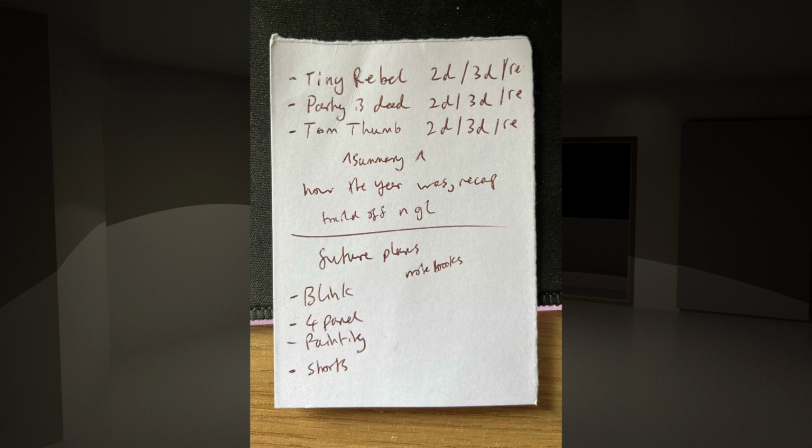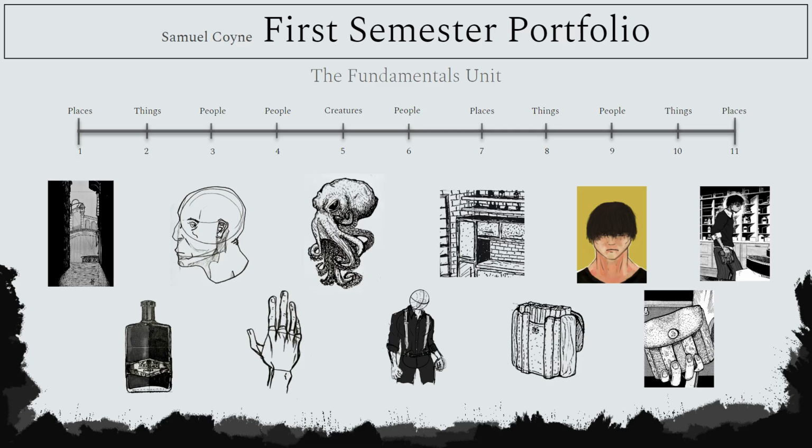This year, I've been doing 3 projects. I've named them on this card I have in front of me: Tiny Scamp, Party is Dead, and Tom Thumb. So for the first semester, we were being taught newer ways to draw.